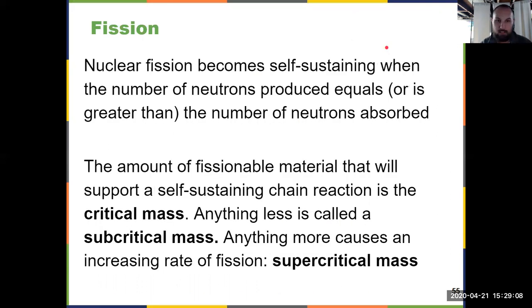Okay. So we can sustain that, right? Nuclear fission becomes self-sustaining when the number of neutrons produced is either equal to or, chances are, greater than the number of neutrons that are absorbed.